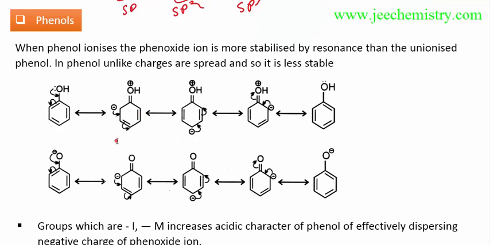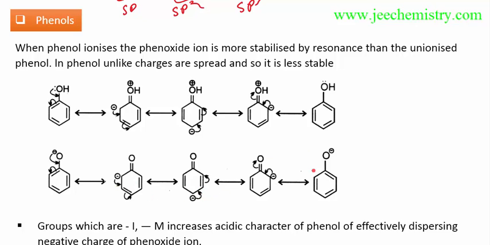So there is a plus minus charge in all the compound. These are unlike charges in the compound. Unlike charges, at a short distance or long distance, but they are unlike charges. Unlike charges are present in this compound, so it will be less stable. But the phenoxide ion doesn't have any unlike charges.